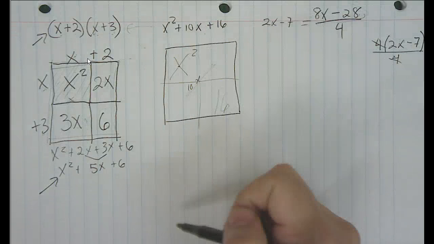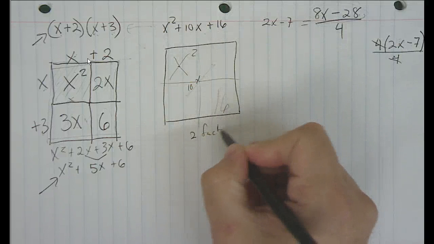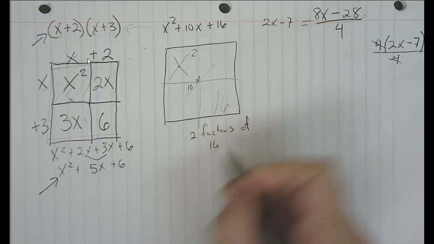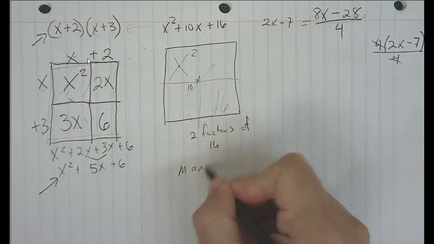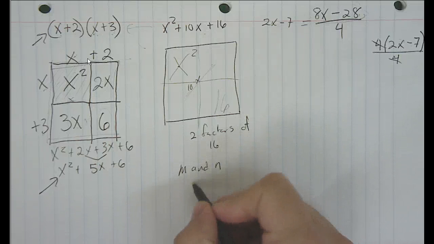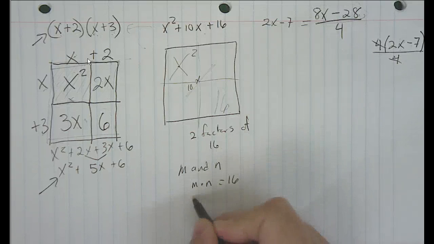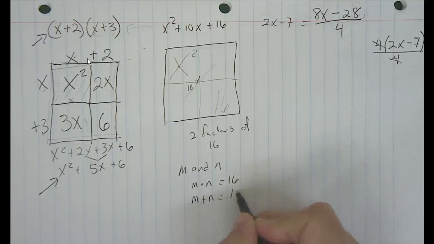So the way they'll talk about it is they'll say, I need two factors of 16. Okay, so they're two numbers. Let's call them m and n. Such that when I multiply m times n, I get 16. But when I add m plus n, I get 10.